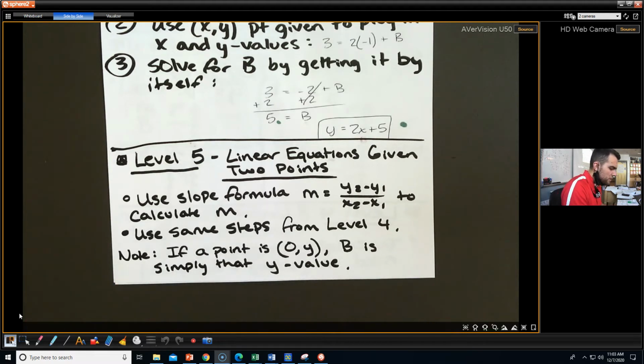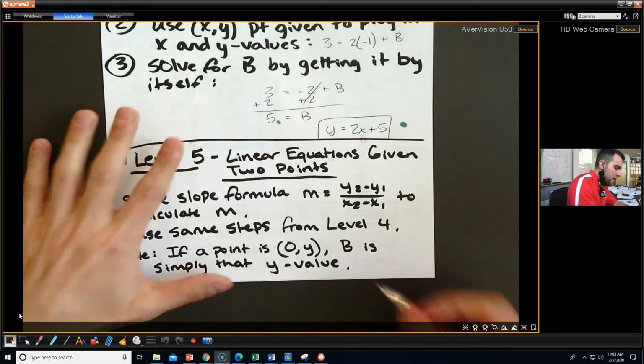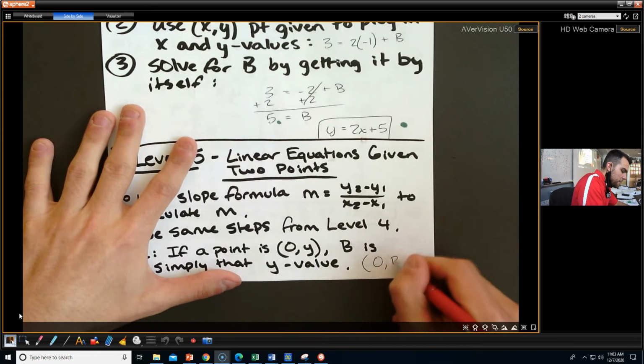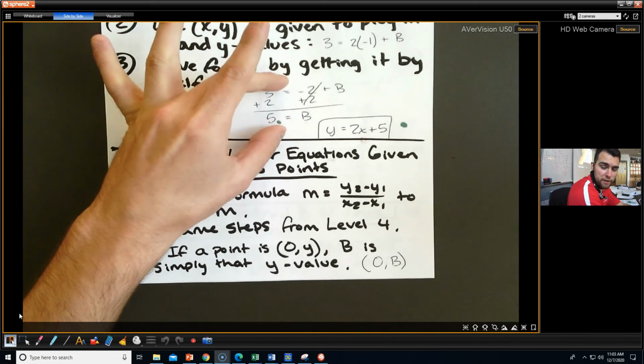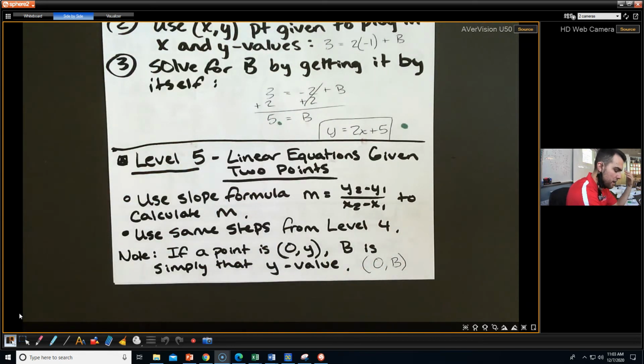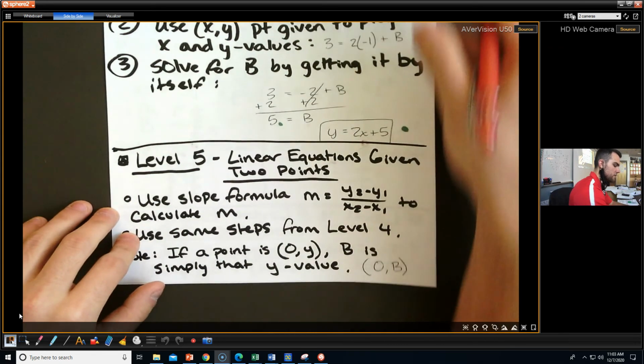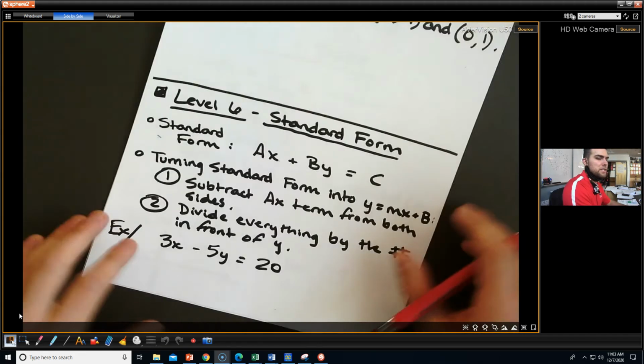And a quick note, if a point is 0, y, b is simply that y value, so you can write that as 0, comma b. And that's nice. This can actually save you a lot of time in calculating b. We don't even have to go through this part if we have a point that is 0, comma whatever. So let's see if we see that on the next page.